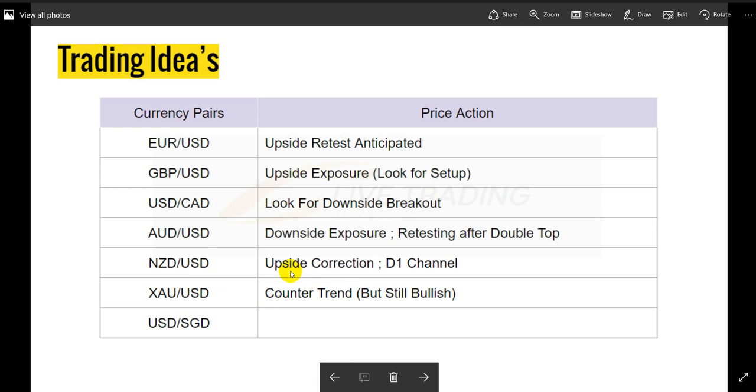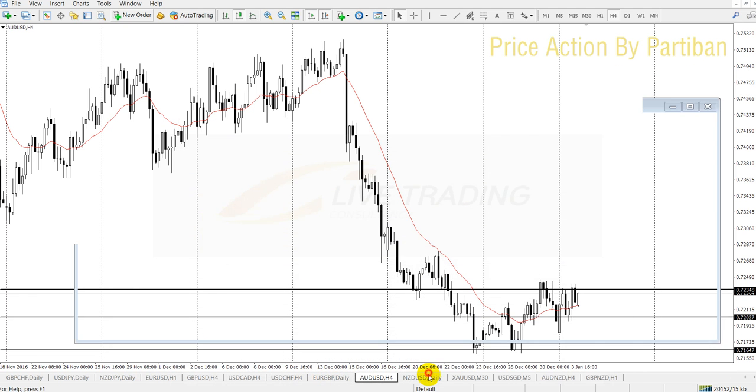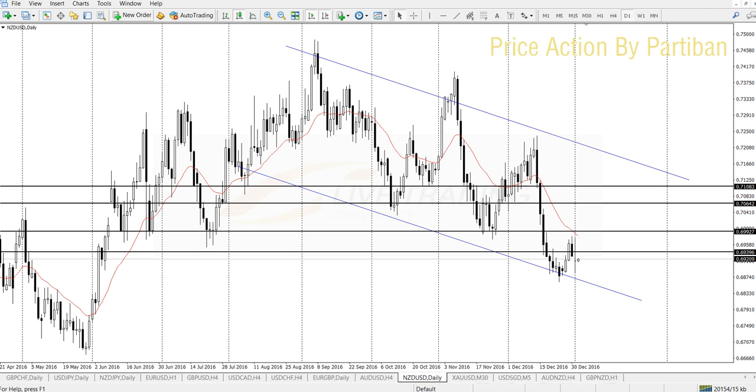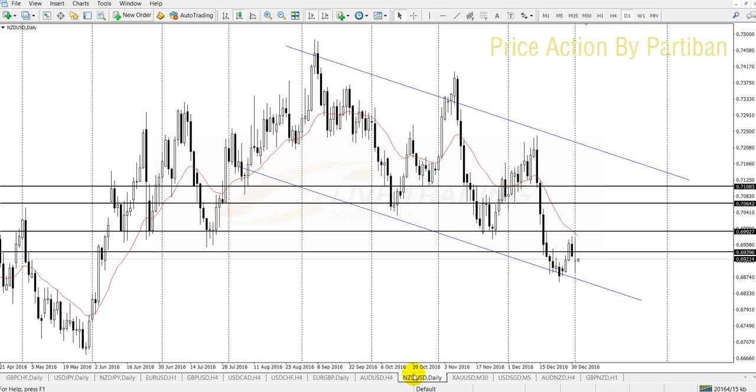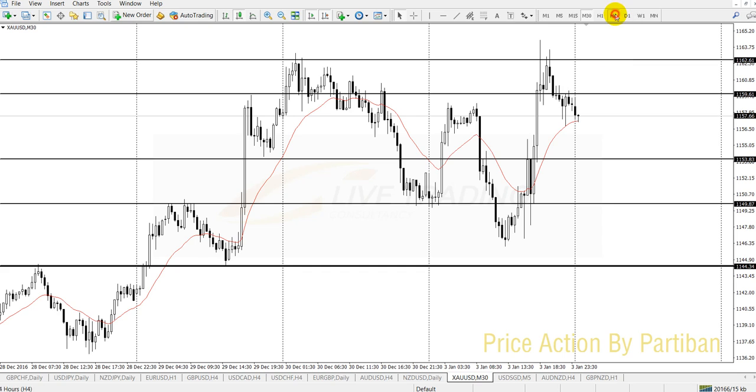And New Zealand dollar: upside correction, D1 channel. The New Zealand dollar is still just hovering here because on this daily chart, it might take another 1.5 to 2 weeks. And gold: counter trend but still bullish. I think a few of my students made good money on gold.